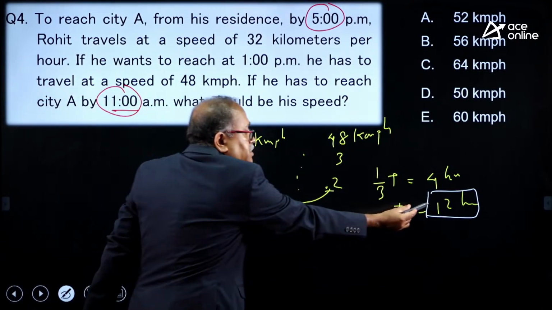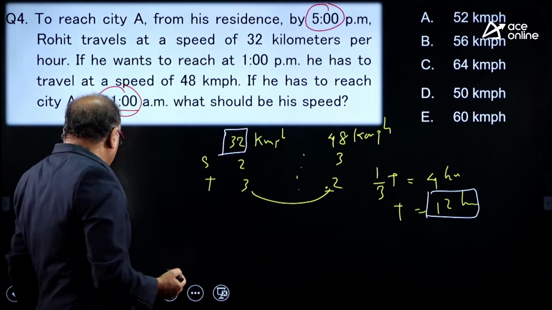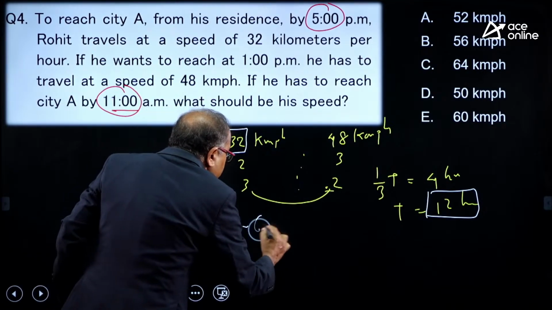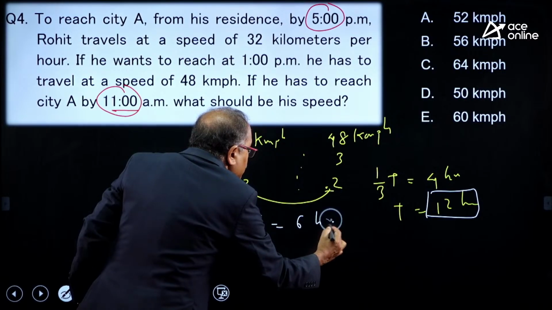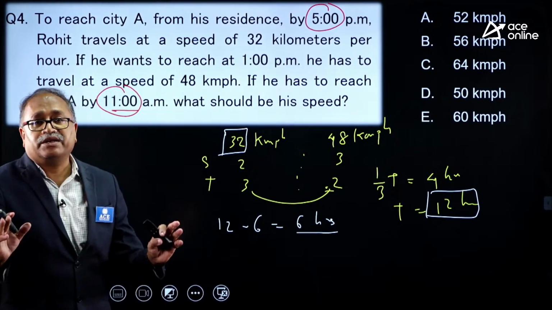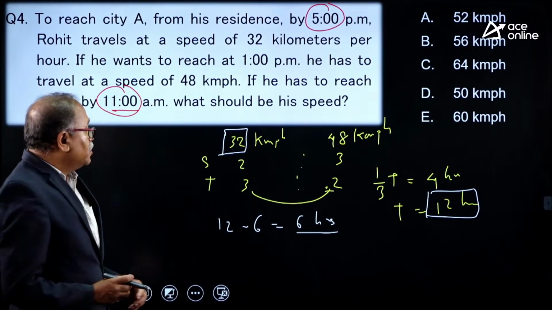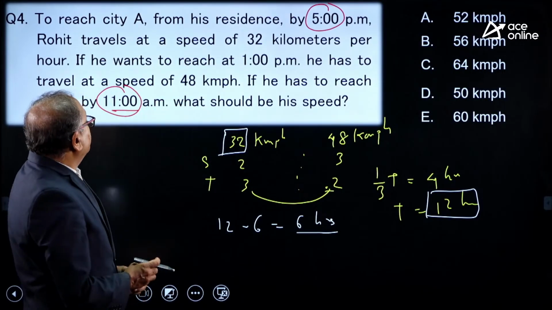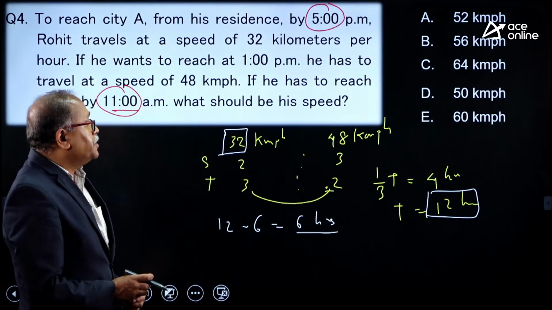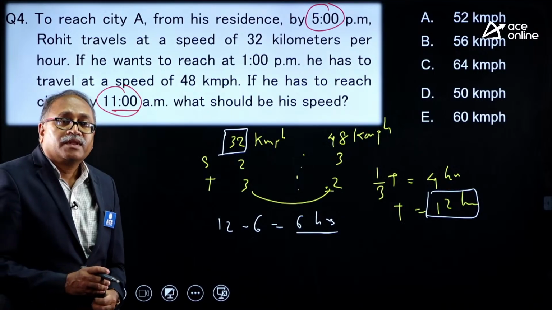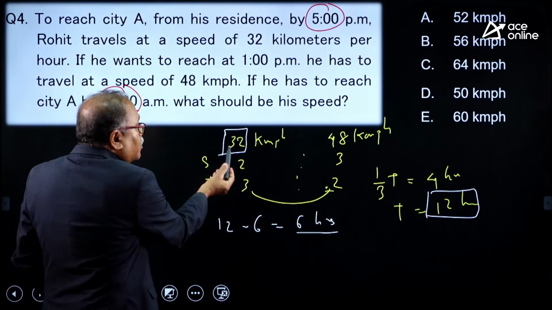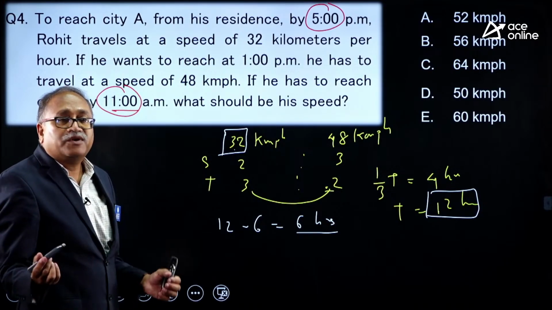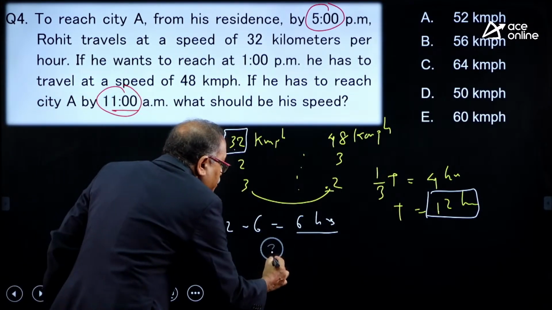So, reduce the 6 hours. That is 12 minus 6, your time taken should be only 6 hours to complete the journey. Okay. If you want to complete the journey in 6 hours, then what should be your speed? Can you find it out? We already know that at 32 kilometers per hour the time is 12 hours. What is the distance? The distance is 32 into 12.